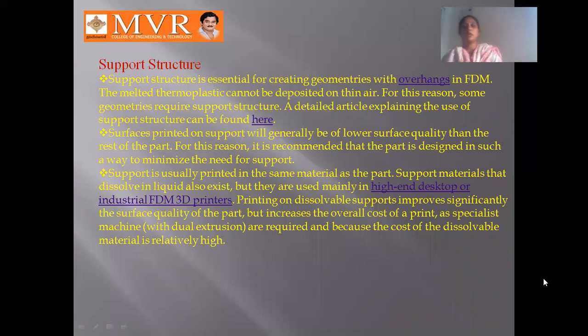Next, support structure. Support structure is essential for creating geometries with overhangs in FDM. The melted thermoplastic cannot be deposited in air. For this reason, some geometries require support structure. A detailed article explaining the use of support structure can be found here.